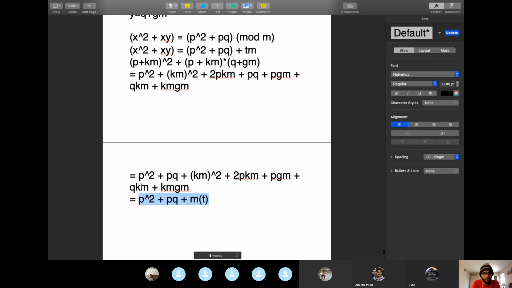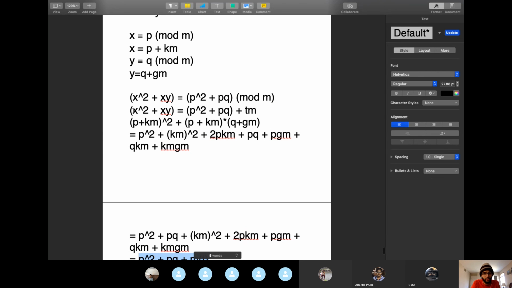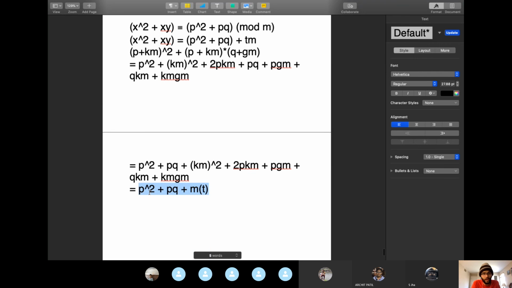What have we proved? We just proved that x squared plus xy was p squared plus pq plus tm. The same thing that we wanted to prove. So we proved that x squared plus xy will be congruent to p squared plus pq, because p squared plus pq plus tm can become x squared plus xy.